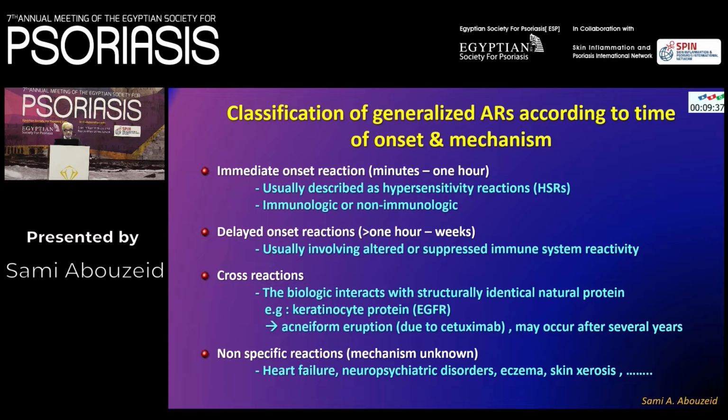The cross reactions, in these types of reactions, which are rare, the biologic interacts with structurally identical natural protein in the body. For example, the keratinocyte protein epidermal growth factor receptor. And we can get an acneiform eruption, especially to cetuximab, and this can occur after several years. Non-specific reactions include heart failure, neuropsychiatric disorders, بنشوف depression مع human growth factor antagonists, ممكن نلاقي eczema, skin cirrhosis, etc.